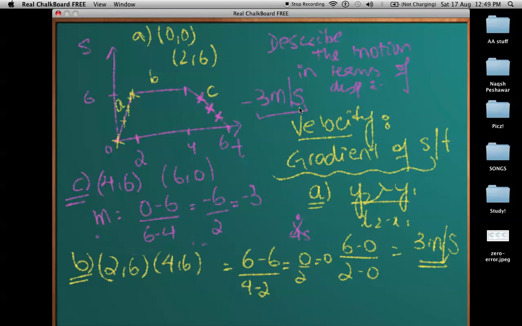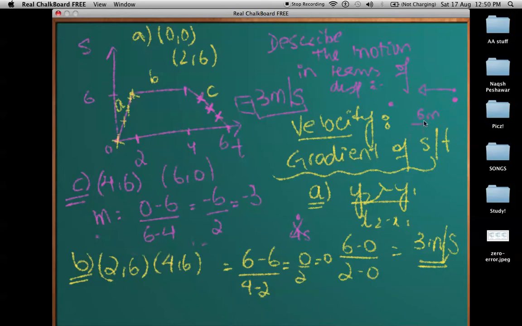A velocity of minus 3 meters per second might seem like it doesn't make sense. I mean, what is a velocity of minus 3 meters per second? But the sign shows the direction, and velocity has a direction of importance. So minus 3 meters per second shows that if it was at this point, let's say this is O and this is 6 meters, it moved back.